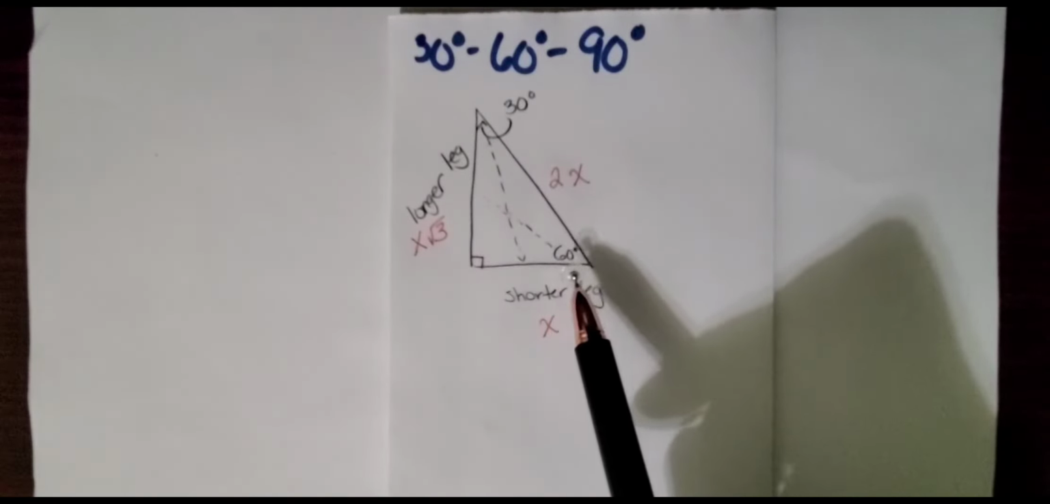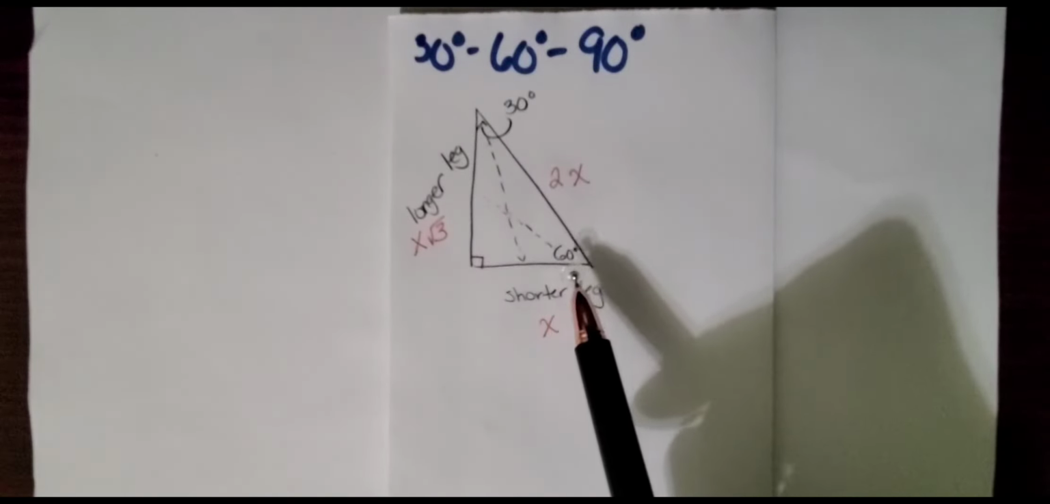The shorter leg of a 30, 60, 90 triangle measures x. The longer leg measures x times radical 3. The hypotenuse, which is always opposite the right angle, measures 2 times x. So let's apply that to this example. If we look at this right triangle here, we see that here's our right angle, here's our 30-degree angle. And if this angle measures 30 degrees, then this angle has to measure 60 degrees.